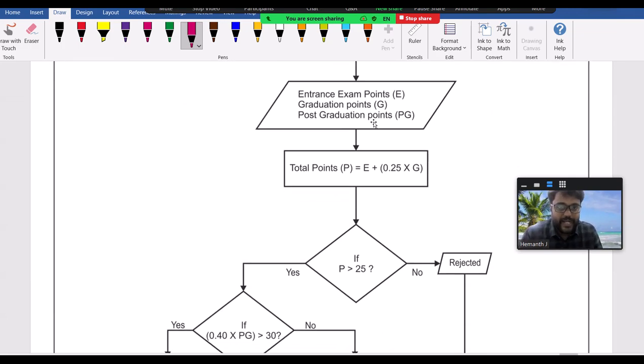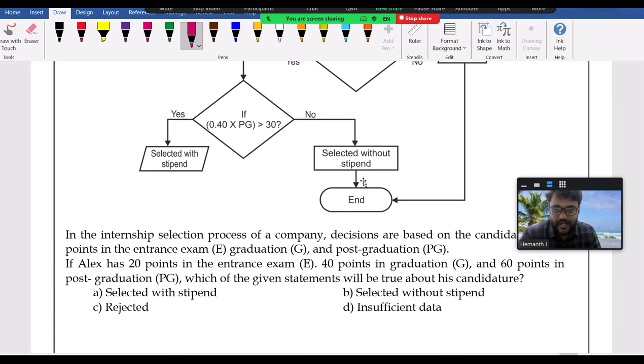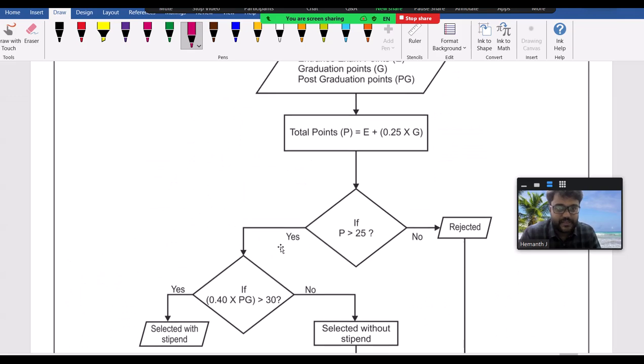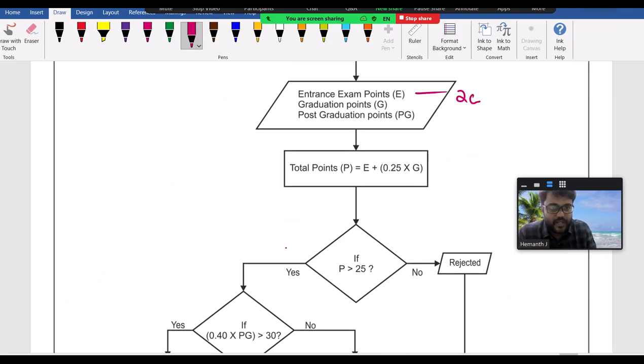Okay. Now entrance exam points, graduation points, post graduation points, all this. Okay, now they given here Alex has 20 points in entrance exam, E equal to 20, G equal to 40, PG equal to 60. 20, 40, 60. Okay. Now total points is nothing but E plus, so 20 plus 0.25 means divided by 4. 40 divided by 4 means we got 10, 30.